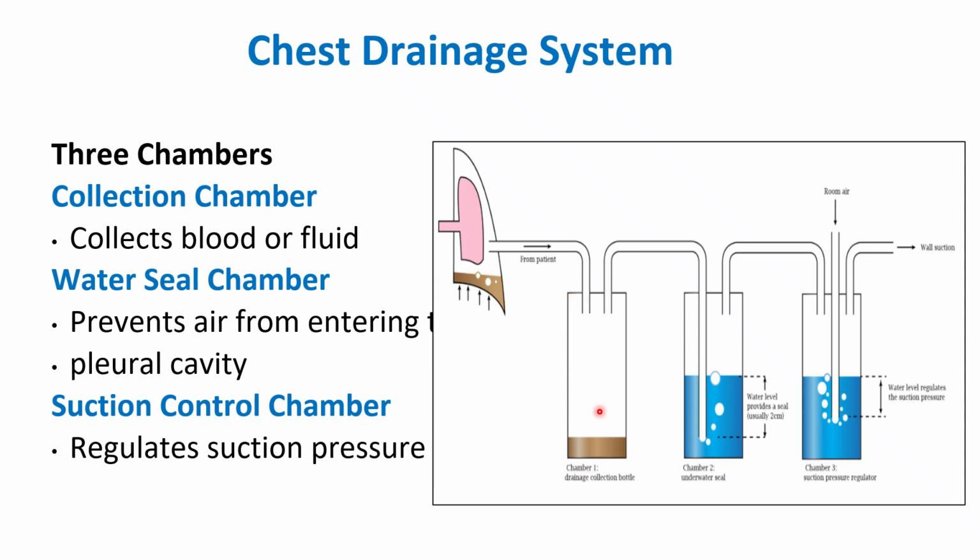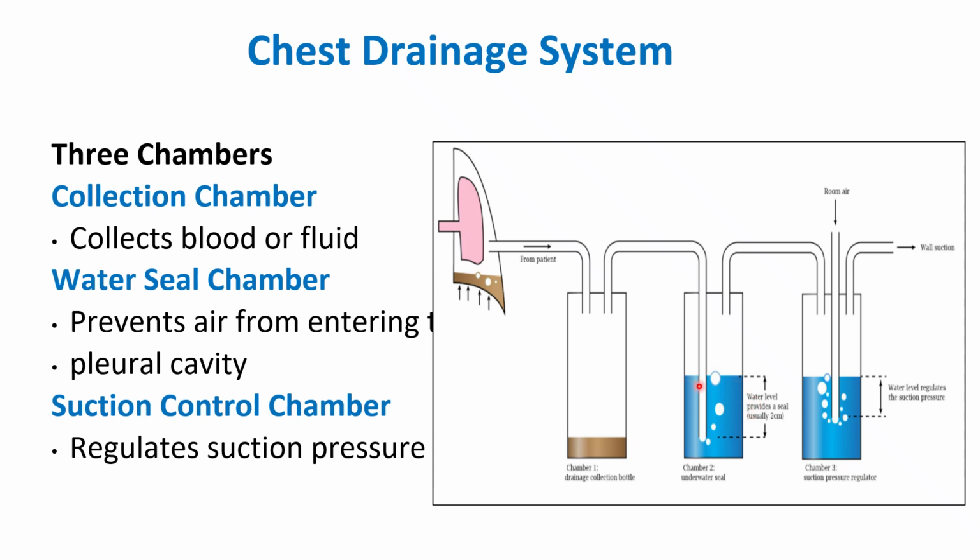So in the collection chamber, what happens? The excessive drainage, that could be either pus or blood or excessive pleural fluid, will get drained into the first bottle, the first chamber, which is called what? The collection chamber. Next, the second chamber is called the water seal chamber, a very important chamber.